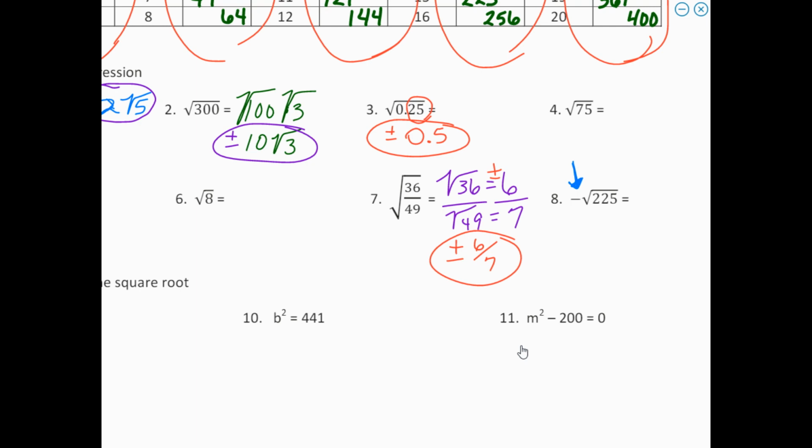Okay, so is 225 a perfect square, or do I need to find factors for it? It's a perfect square. So what's the square root? 15. So my answer here is negative 15. Not the plus or minus because it has a negative in front of it. So that's the only answer that I want, is the negative version.